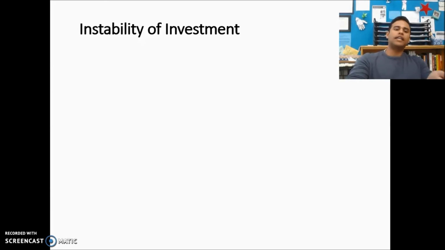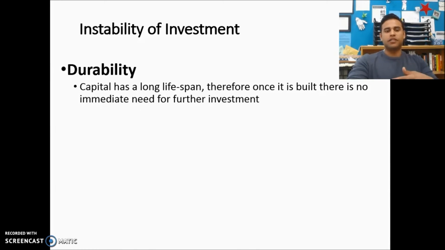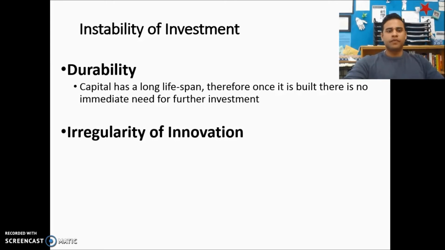So why? Why does the investment demand curve shift so much? Well, there's this idea of durability. Because capital has such a long lifespan, you build up the amount of capital, and then you just use it and use it and use it, and there ends up being this long dry period, perhaps, where businesses don't need to invest anymore. So capital goods, being much more durable, typically, than consumer goods, end up being more cyclical like this.